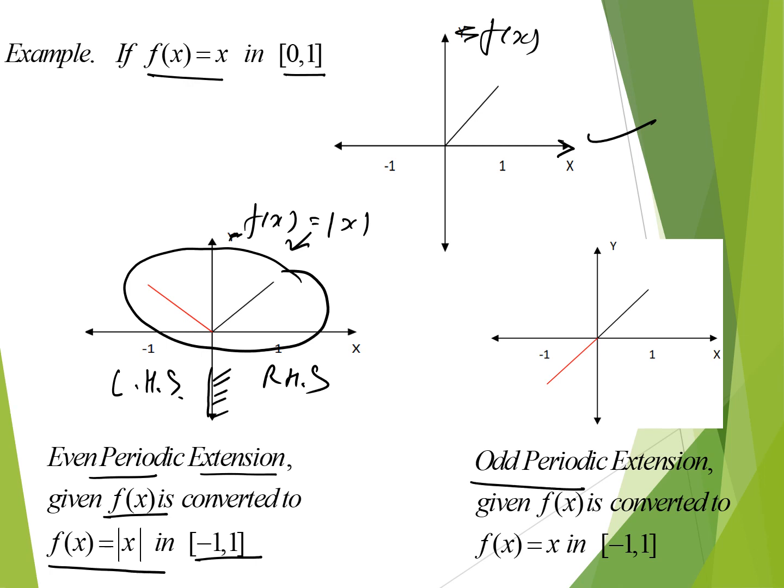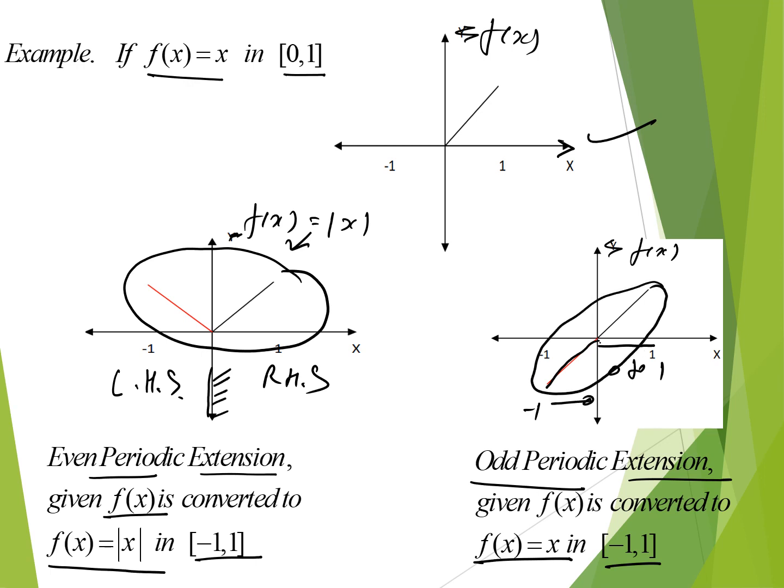So this is the even function. If the function is odd, for f(x) = x over the interval minus 1 to 1, then this is the value for 0 to 1, and for 0 to minus 1 the function is on the negative side. So this is the odd function. The image of the right-hand side is not reflecting onto the left-hand side. So this is the odd function graph, this is the even function graph, and this is just a function f(x).